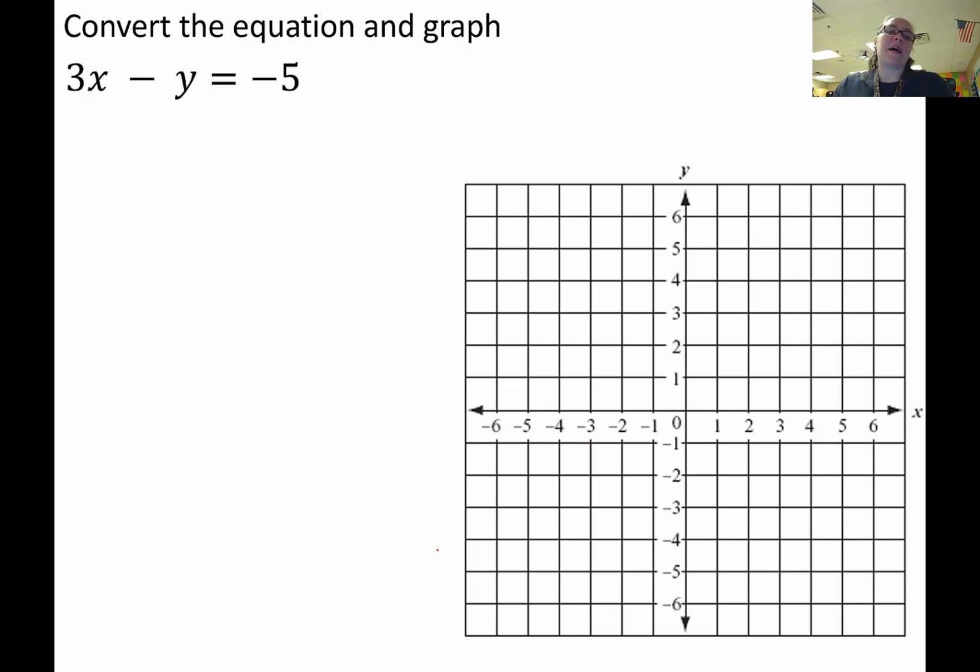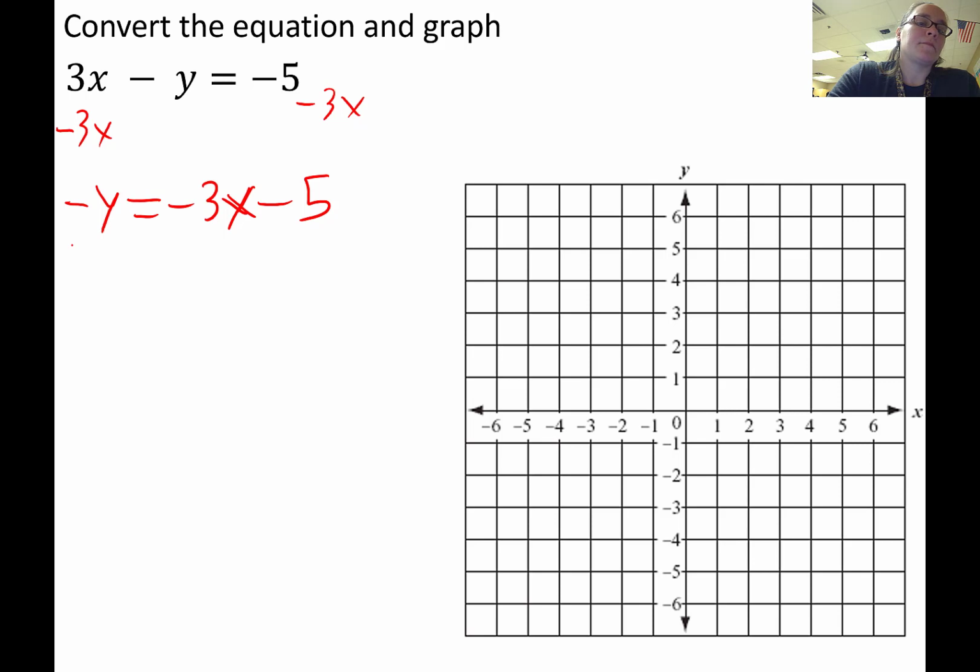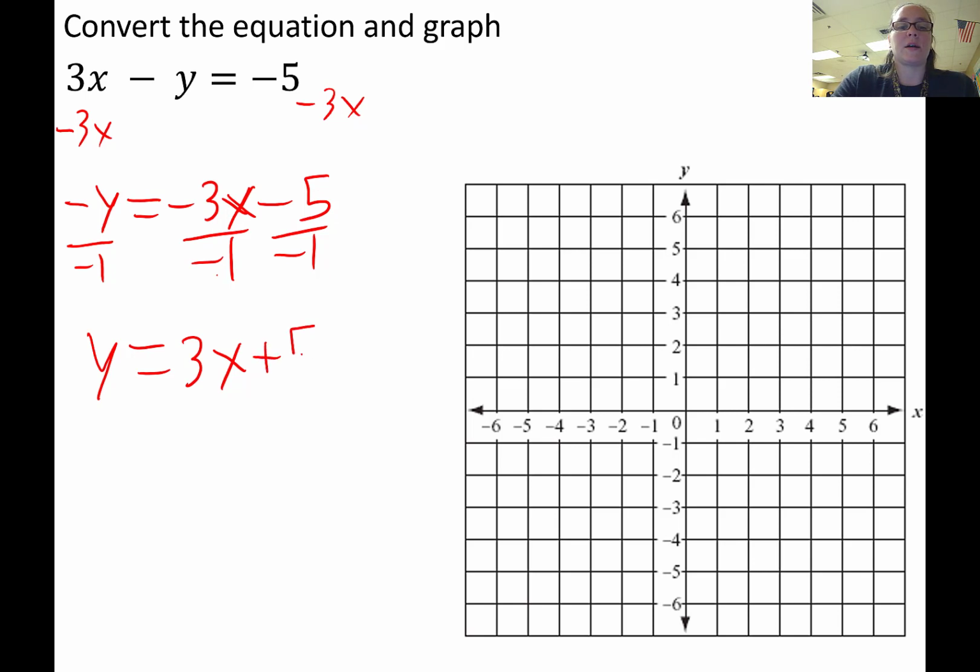All right, let's do one more. I've got 3x minus y equals negative 5. Move the x first, so I'm subtracting 3x on both sides. Negative y equals negative 3x minus 5. Now, since I've got a negative in front of the y, I need to divide by a negative 1. Everything gets divided. So I get y is equal to negative 3 divided by negative 1 is a positive 3x. Negative 5 divided by negative 1 is a positive 5.